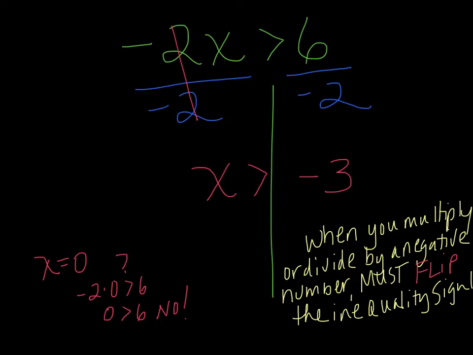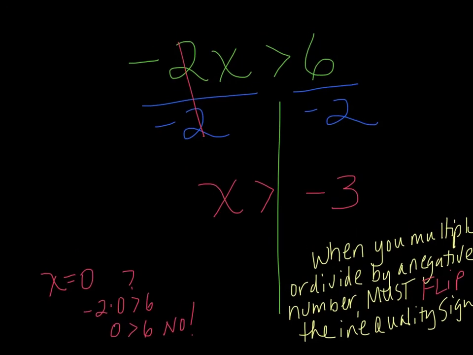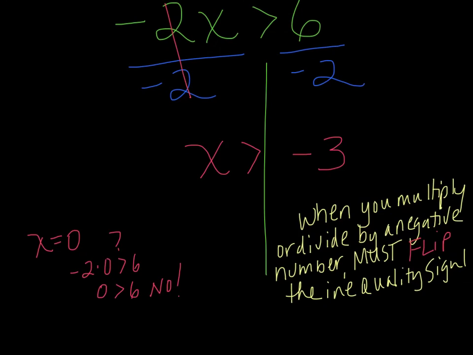So, right now, our inequality sign is greater than. So I want to flip that, which is the opposite. Therefore, I want to change that. I don't want greater than, I actually want less than. X is less than negative 3. And that's how you solve one-step inequalities.